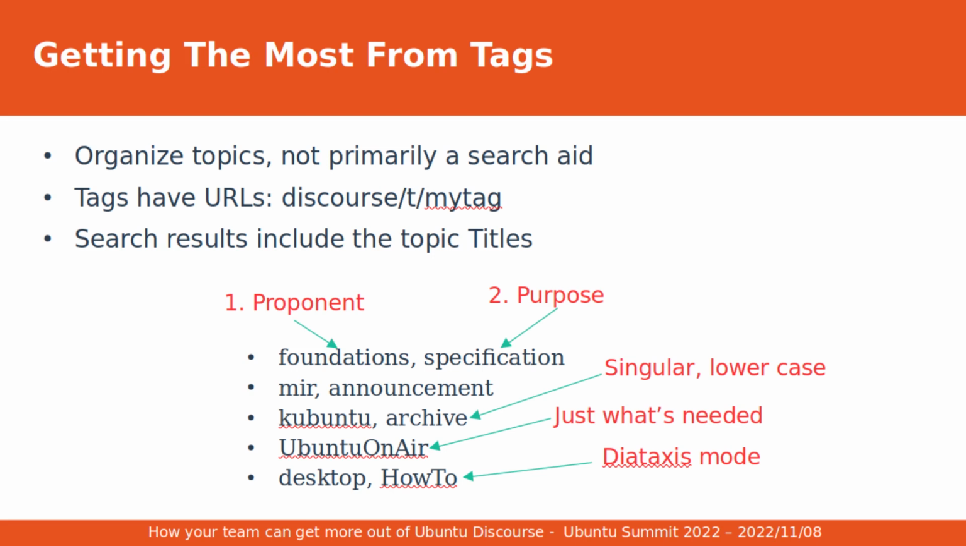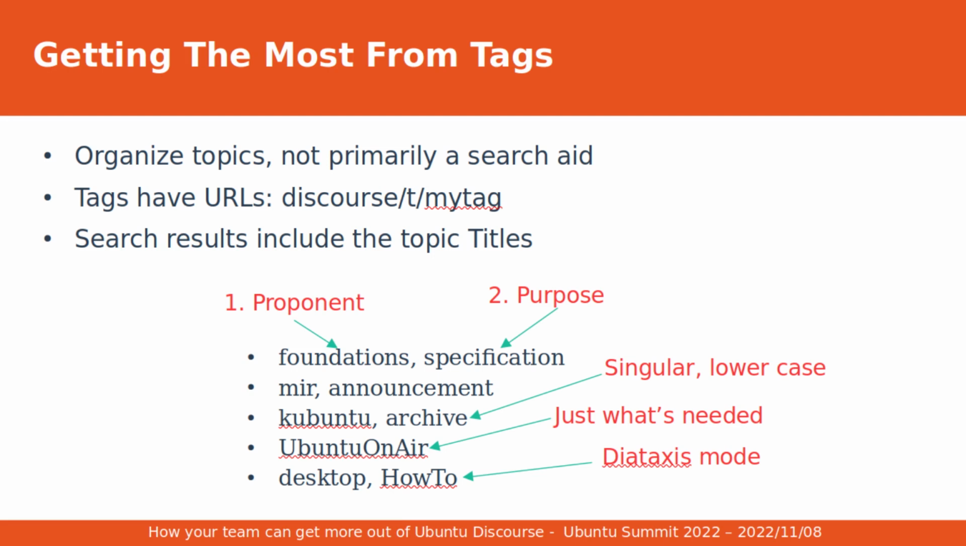General guidance: two tags based on your most common topics. You don't need a tag for everything. Lowercase for readability. Singular for simplicity. And again, the first tag is your team's name. And don't be afraid to make exceptions. These aren't rules. This is guidance. Documentation should follow the Diataxis modes. Tag it how-to or tutorial or explanation or reference.